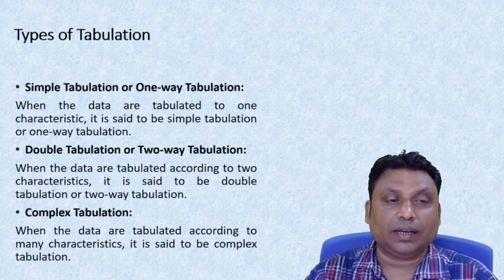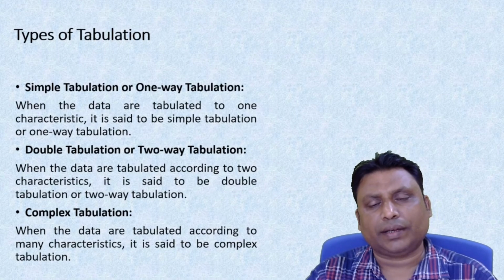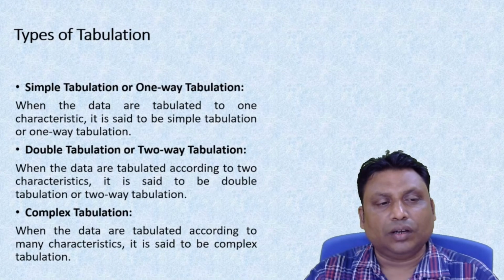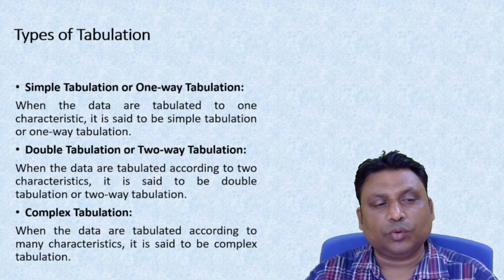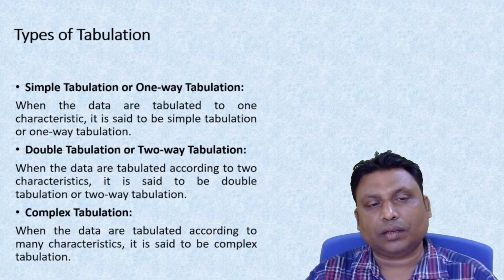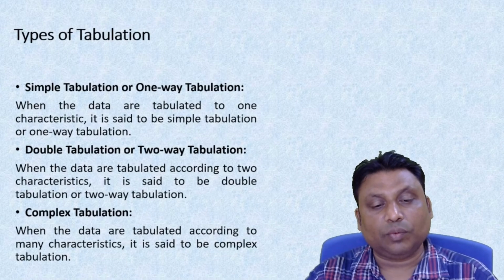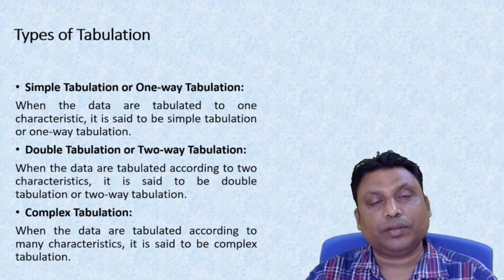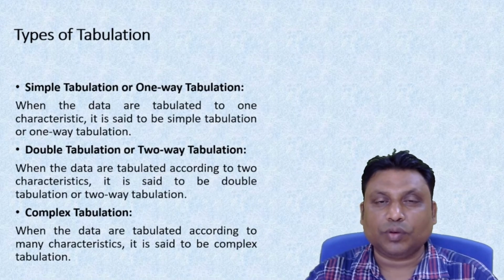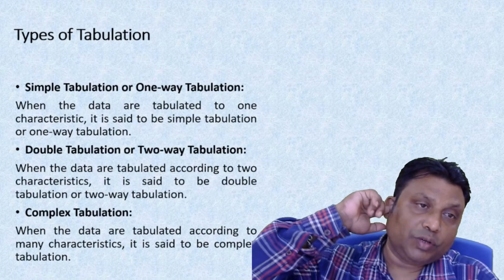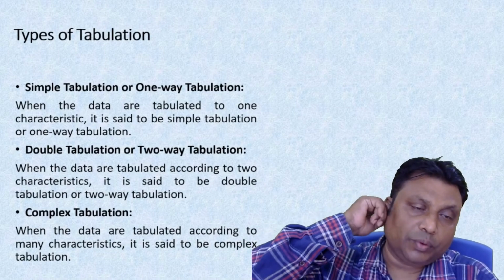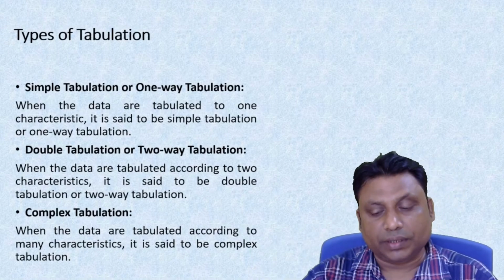So what is simple tabulation? When the data are tabulated according to one characteristic, it is said to be a simple tabulation or one-way tabulation. Only one characteristic, suppose only gender. Double tabulation is when the data are tabulated according to two characteristics, suppose gender and income. This is two-way tabulation. If more data is given, then this is called complex tabulation, when the data are tabulated according to many characteristics. So generally, according to the characteristics, we have to use either a simple table, a double table, or a complex table. Clear or not?